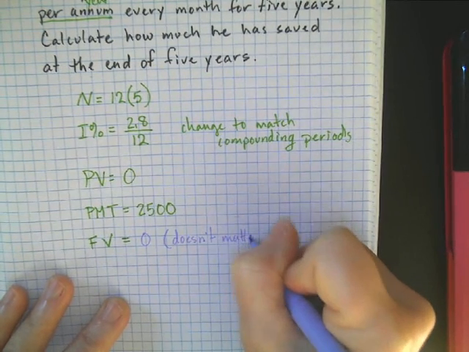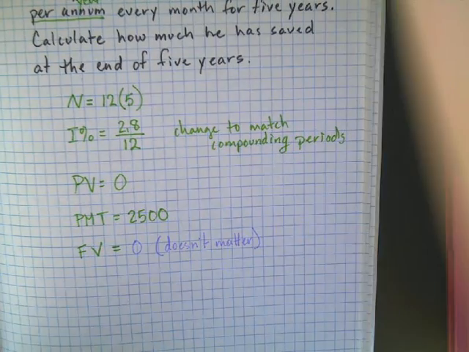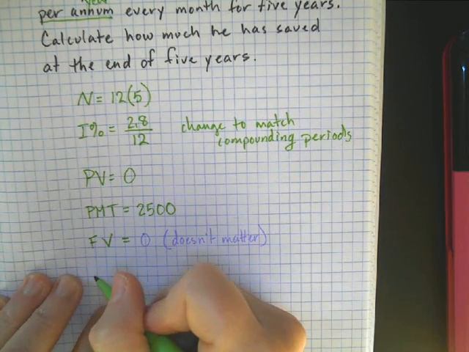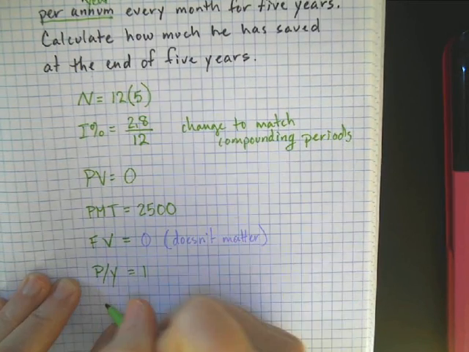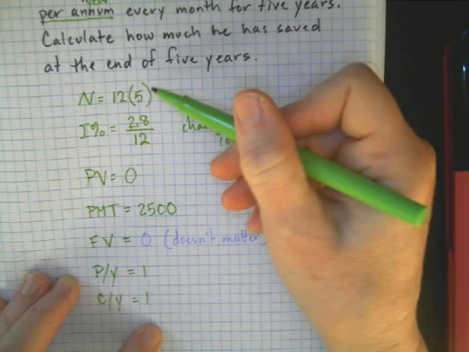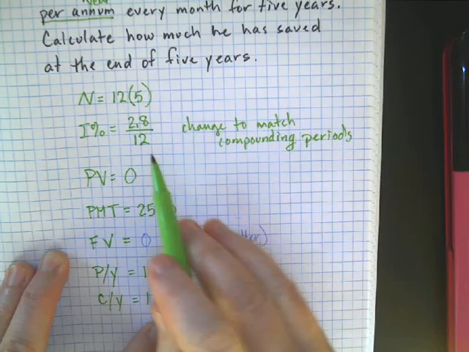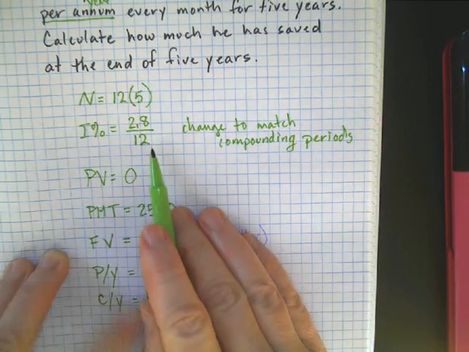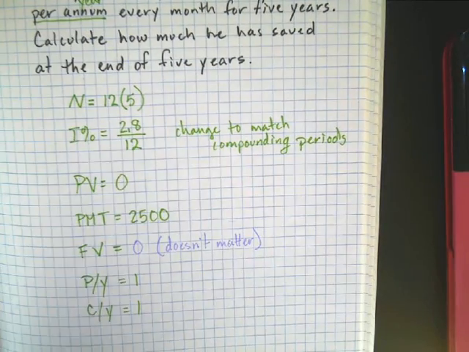Doesn't matter when you're setting it up, but you do have to write something. And then the next ones, you're just going to leave at 1. So payment per year, 1, and compounding per year, 1. As long as your number of compounding periods matches the rate here, that it's the percentage per month, and this is number of months, as long as those times match each other, you're good.